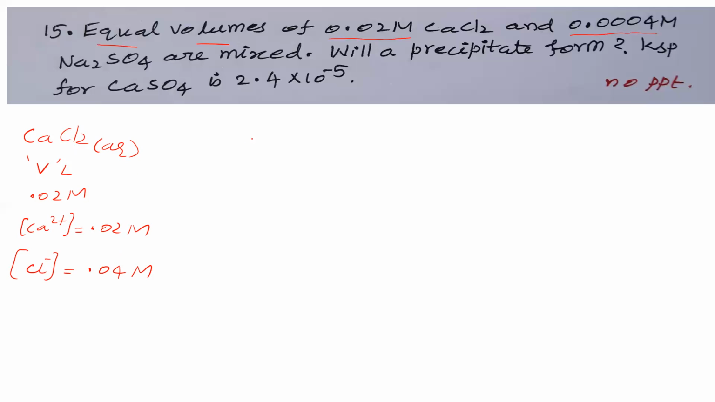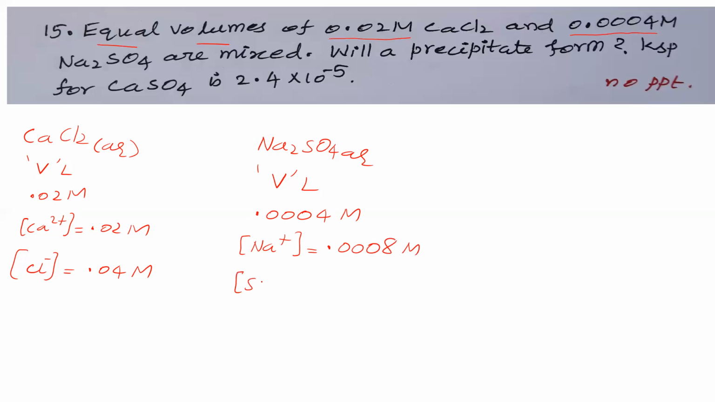Then let us take a sodium sulfate solution. We take the same V liter as the calcium chloride, because they said equal volumes. This concentration is 0.0004 molar. Now we will see the concentration of sodium ion. The concentration of sodium ion is 0.0008 molar, double, we have to write. The concentration of sulfate is 0.0004 molar. Okay, let us mix both.